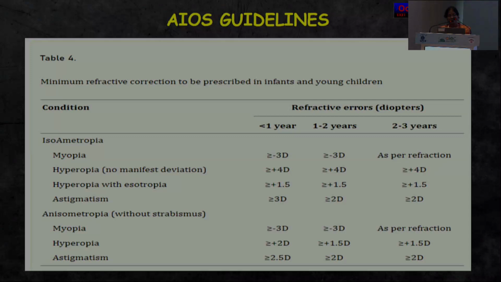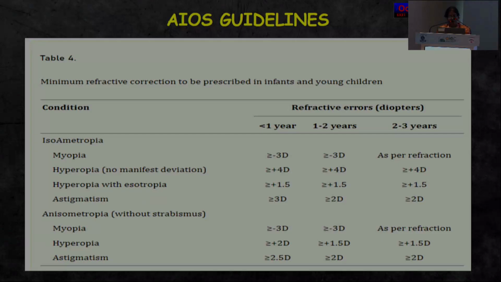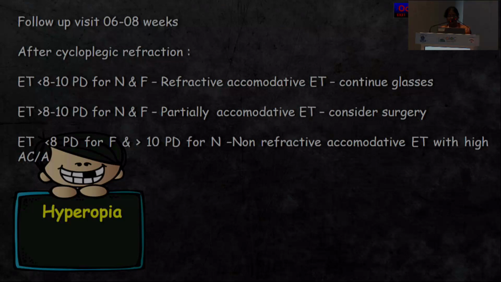Another thing is the AIOS guidelines. These have been developed to address the local variation in pediatric refractive error, and I personally find them more suitable when I deal with the Indian population. Coming on to hyperopia, the first thing we need to see in a hyperopic kid is whether the alignment is ortho or not. If the child's eyes are straight, I usually go for mild undercorrection to allow some emmetropization to occur. And if the child has esotropia, I always give full plus, and ask them to come after 6 to 8 weeks for a follow-up.